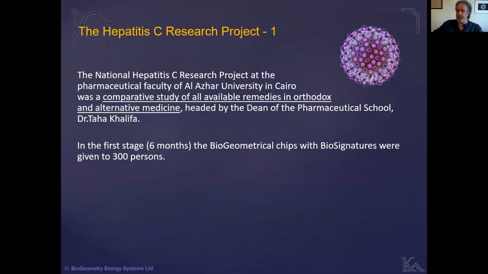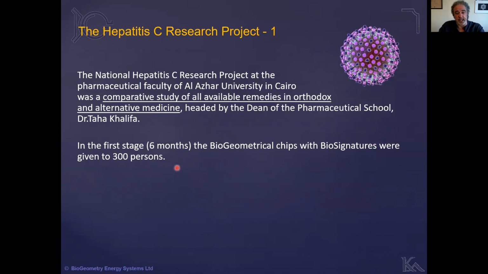Okay, but perhaps the more important one is the hepatitis C project. This was a nationwide study, a nationwide project all over Egypt. And the objective was to study some of the more popular pharmaceutical remedies against hepatitis C, in order to assess which one was perhaps more potent than the others. And they decided to also include biogeometry, so all the other factors in the study were these pharmaceuticals, and then, of course, there was biogeometry.